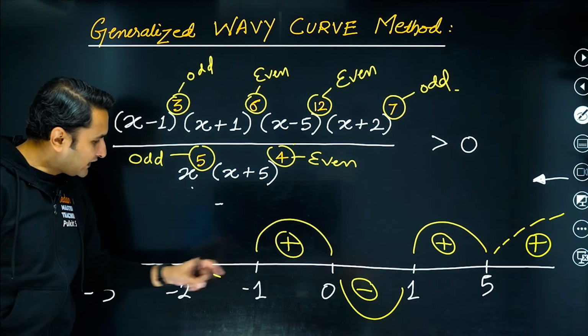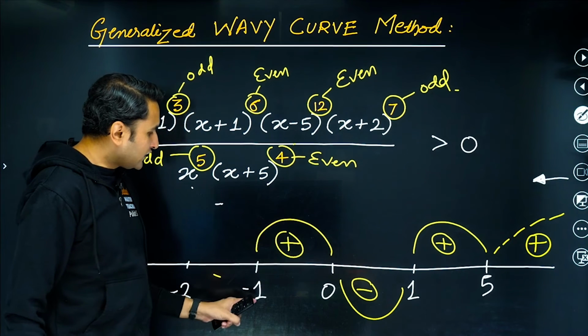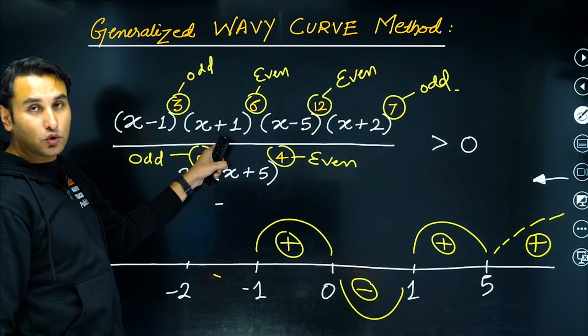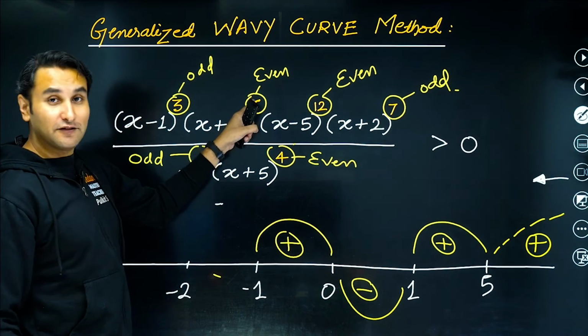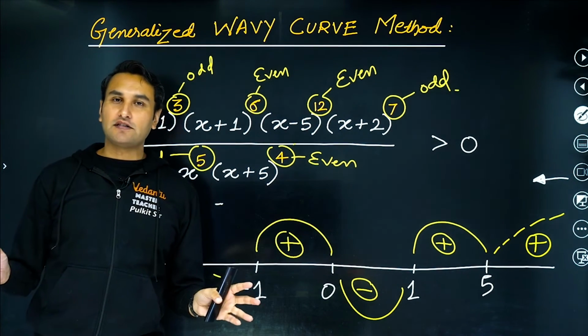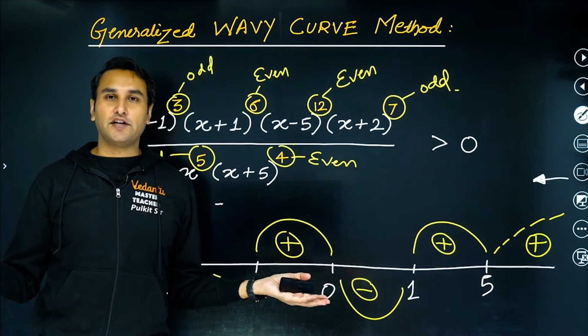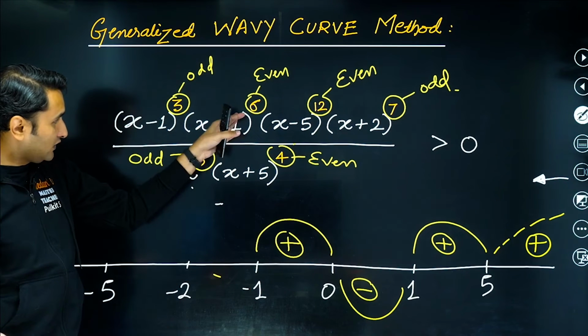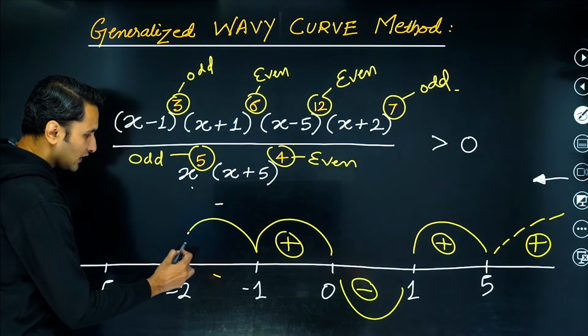Alright. Minus 1. The train is asking minus 1, dude, where have you come from? It says because of (x plus 1). Dude, what was the power? Even. Now I know what to tell. Even is the power. If the power is even, the train says, I will continue with the same track. I will not change. So if the power is even, continue with the same sign.